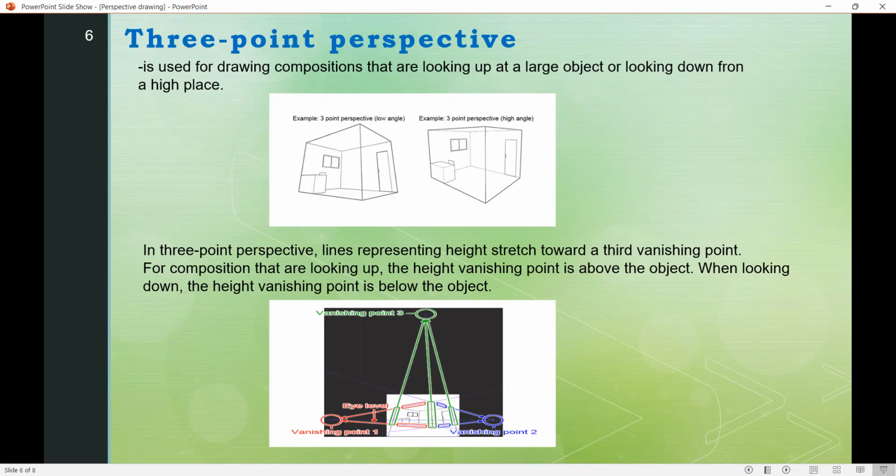So three-point perspective is used for drawing compositions that are looking up at a large object or looking down from a high place. In three-point perspective, lines representing height are stretched toward a third vanishing point. For compositions that are looking up, the height vanishing point is above the object. When looking down, the height vanishing point is below the object.